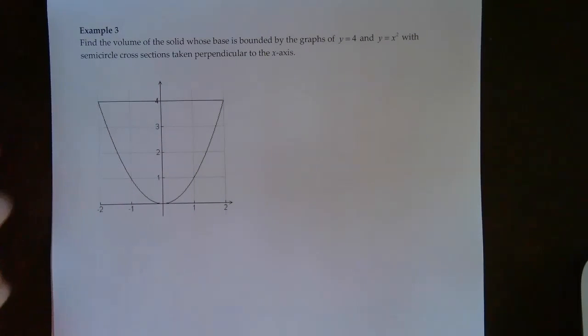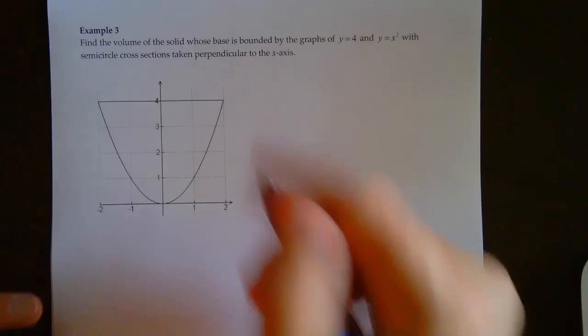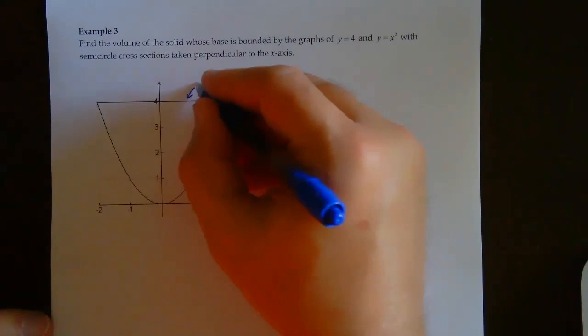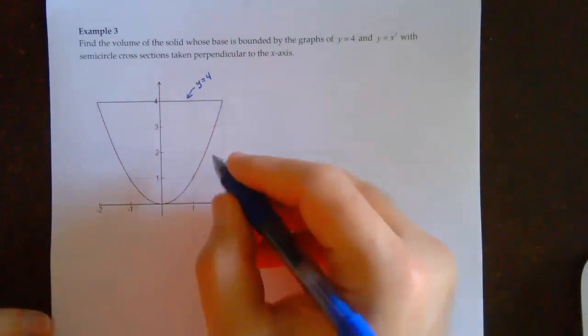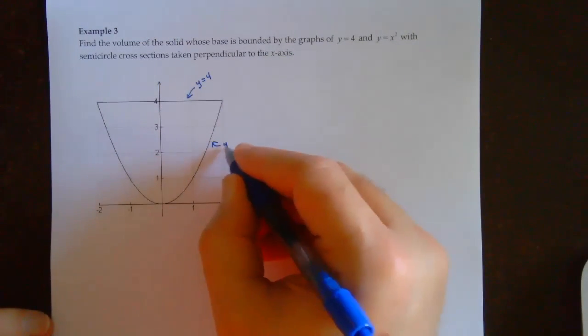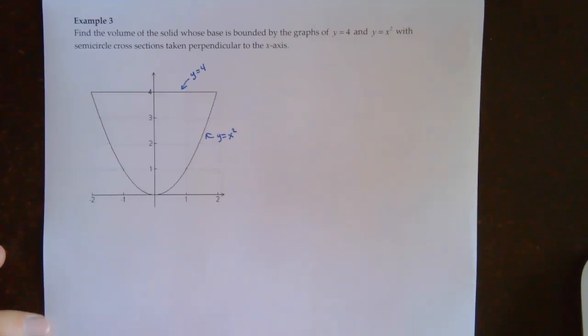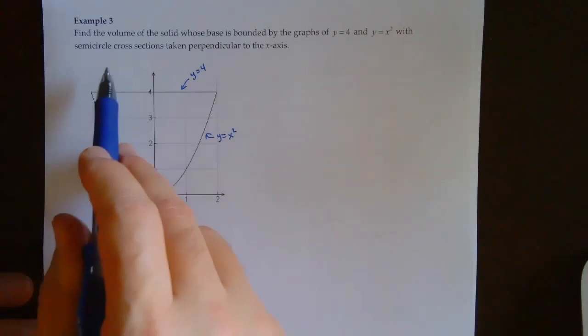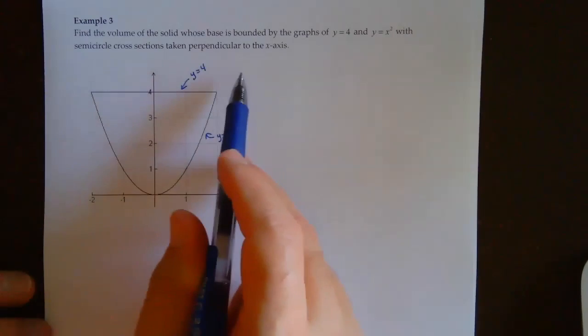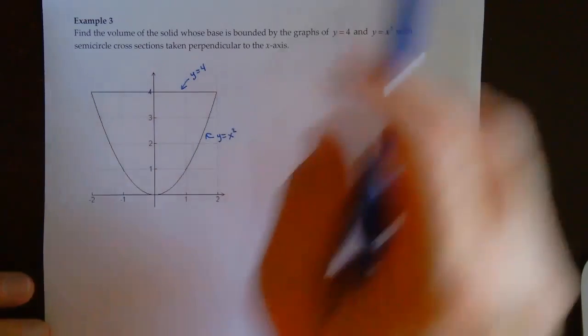Okay, for this problem, we're finding the volume of the solid whose base is bounded by the graphs of y equals 4 and y equals x squared. So this horizontal line is y equals 4, and this is y equals x squared, okay? And with semicircle cross sections taken perpendicular to the x-axis.